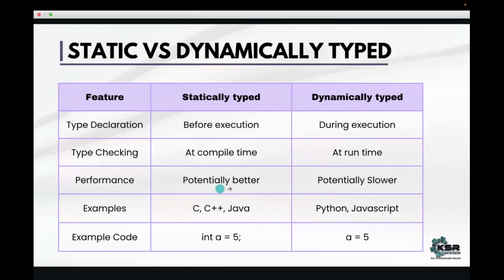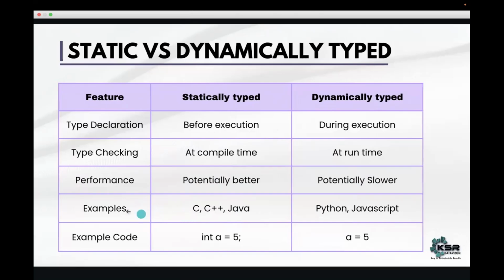Performance. Statically typed languages perform better. Dynamically typed are slower. Why? In statically typed, you're telling your computer that this is the type I'm expecting. But in dynamically typed, the computer has to get the data and then determine that this is the type. So it takes one extra step to determine that, which is why it's a little slower. But in statically typed, it's better.